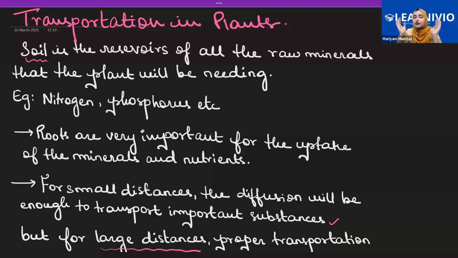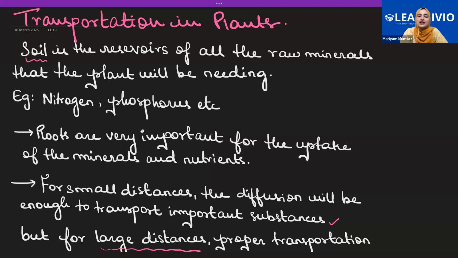So the plants have roots for that, right? The roots are the structures of the plants that are present below the level of the soil, and they are very important for the uptake of all the minerals and nutrients from the soil. Remember that for a very small distance, diffusion would be more than enough, right?